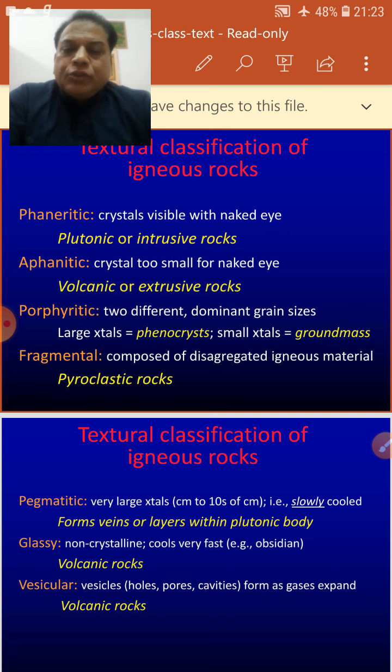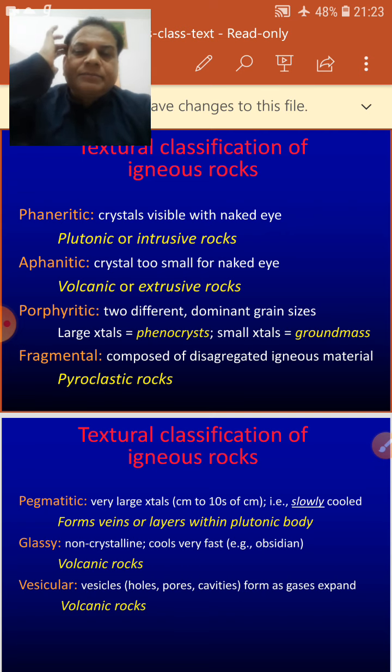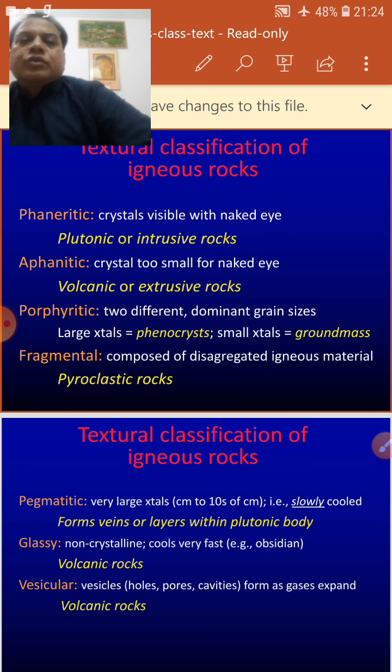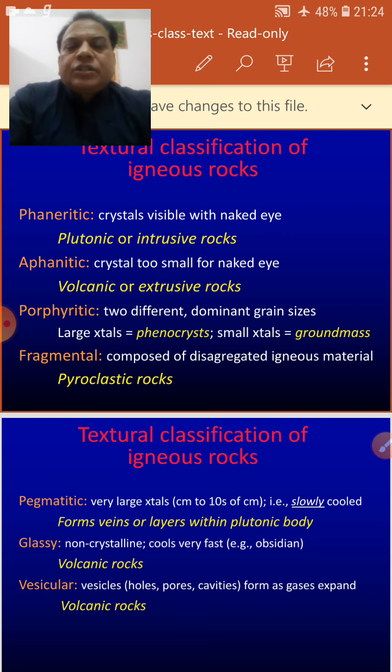The second, just the opposite of it, is the aphanitic. Once we use the term aphanitic, it means the crystals are too small for the naked eye to visualize. The rock is in a crystalline state, but we cannot identify that crystalline state with our naked eyes. We have to take the help of a microscope. And this is characteristic of your volcanic rocks or extrusive rocks. So these two terms are very simple but very important to understand, phaneritic and aphanitic.